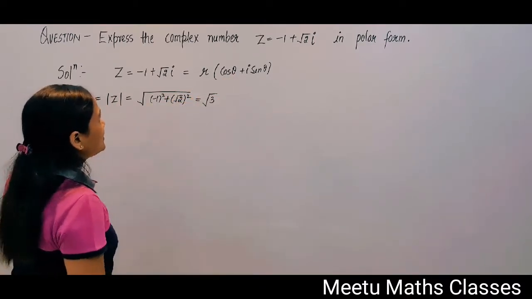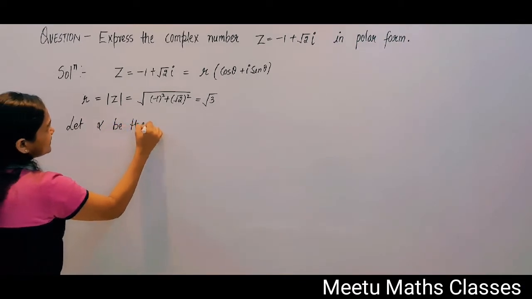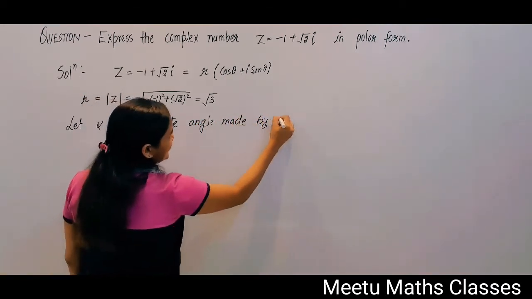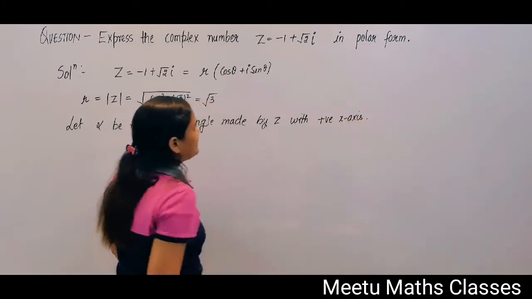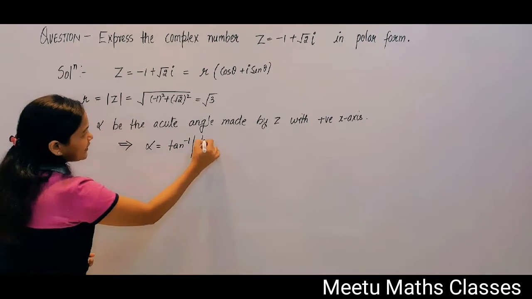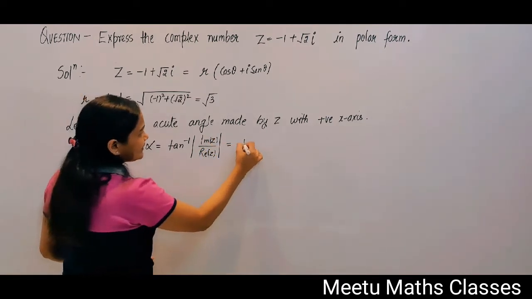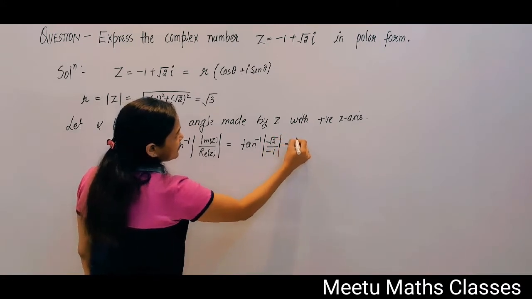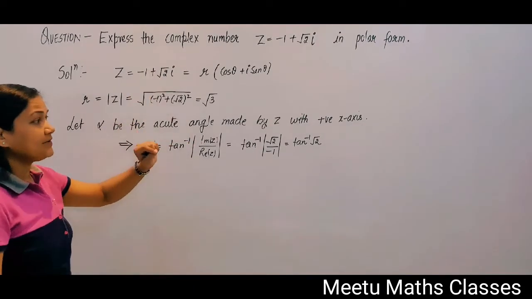Now first of all, try to find out the acute angle. Let alpha be the acute angle made by z with the positive x-axis. Then alpha is equal to tan inverse of the modulus of imaginary part of z upon real part of z, and that is equal to tan inverse of what is the imaginary part of z, that is √2, and what is the real part, that is -1. So tan inverse of √2 is the acute angle made by this complex number with the positive x-axis.